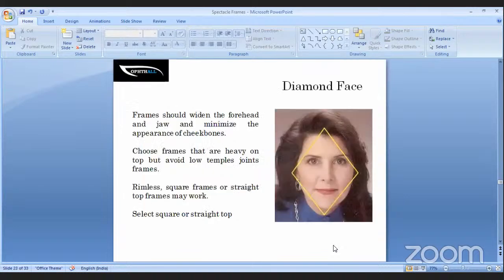For a diamond face, the frame should be widened. The frame should widen the forehead and jaw and minimize the appearance of the cheekbones. As you can see here, the cheekbones are widened. You need to select a frame which minimizes the apparent width of these cheekbones. Rimless frames, square frames, or straight top frames may work in such cases.